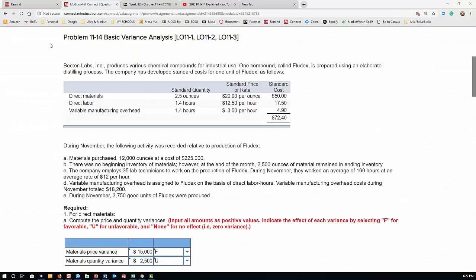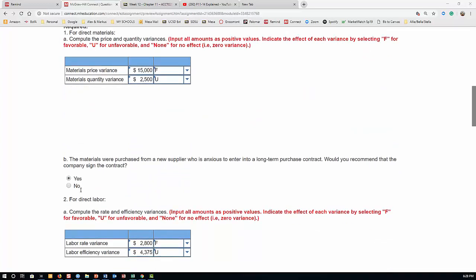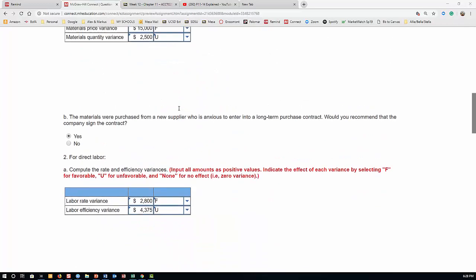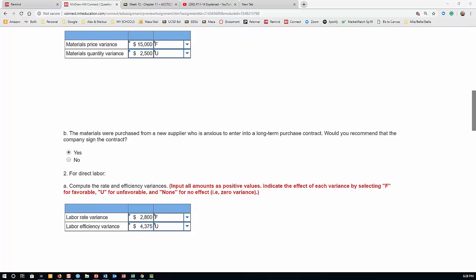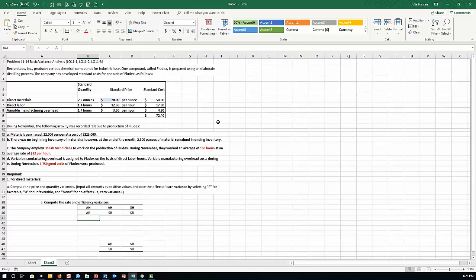Here's the second part of this problem, 11-14, the basic variance analysis. So we've already taken care of the variances for direct material, and now we're going to move on and do the rate and efficiency variances right here. So I am going to take my Excel spreadsheet. This is the same information from the problem, and now we're going to go right down here to the rate and efficiency variance. So you can see I've already got the setup right here, and I like that because then I know where to plug my numbers in.